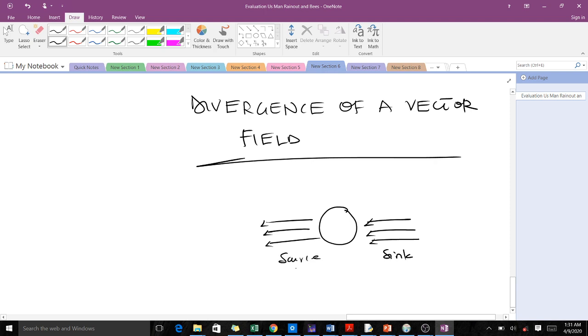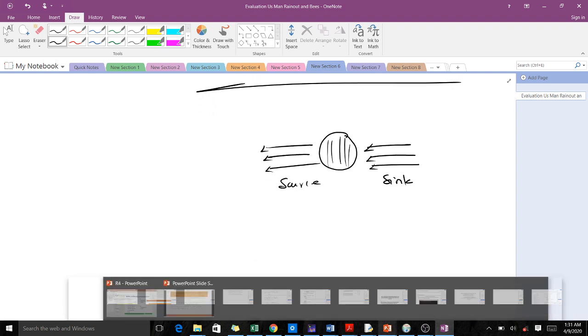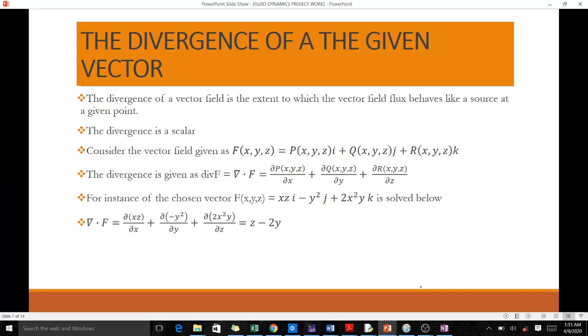But if the points move away from this particular ball, then we say that this particular ball is acting as a source. So divergence just helps us to know the extent to which our vector field, so let's say this is a vector field, is behaving as a source or as a sink. The divergence is a scalar. So note that when you find the divergence of a vector field, you always get a scalar.